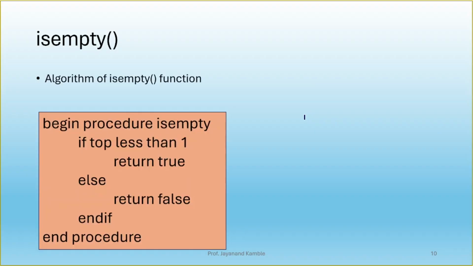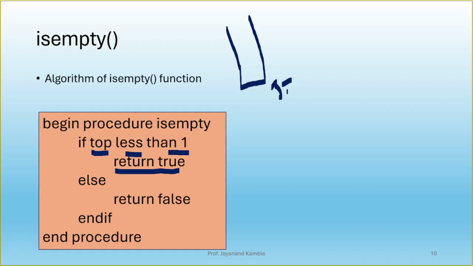So the algorithm is very simple. Is empty: if the value of top is less than 1, then return true. Now assuming that this is my stack, currently the value of top is equal to 0 because there is no element in my stack, right? My stack is empty. When I insert the first element, the top value will become 1 because at 1 we have the first element, right? So when the value of top is less than 1, that means it is equal to 0, I am going to return true. It means that my stack is empty.